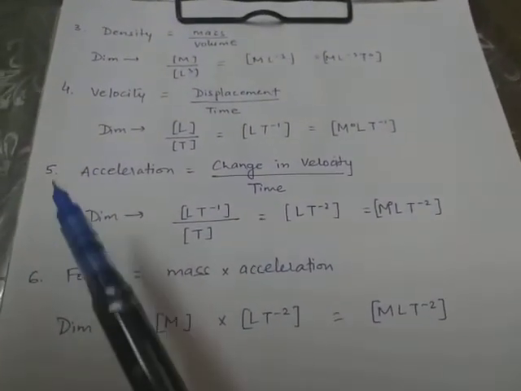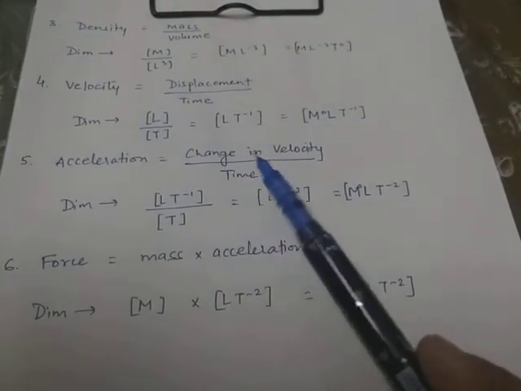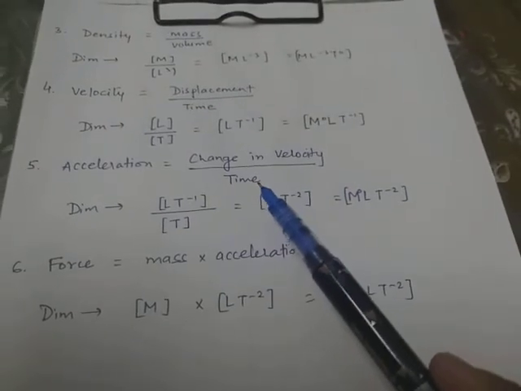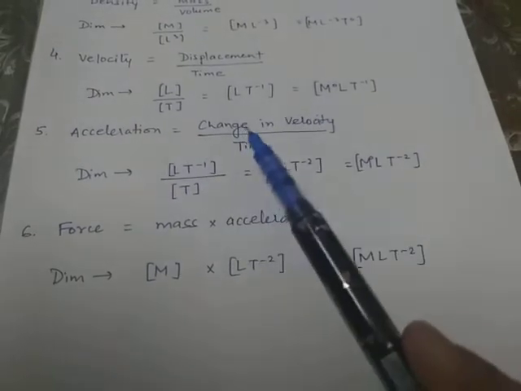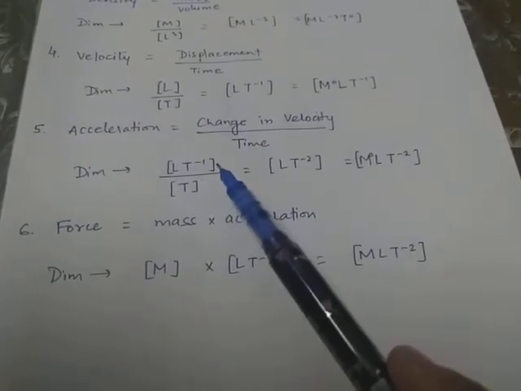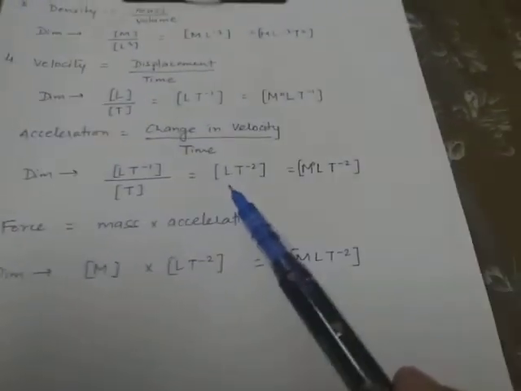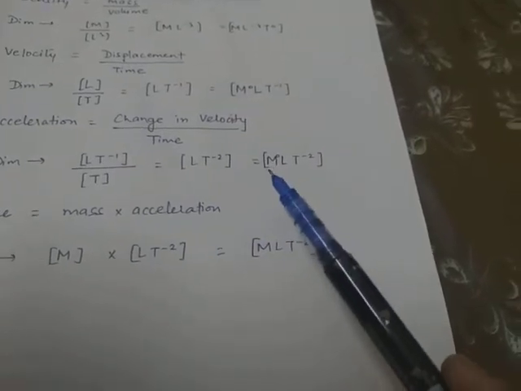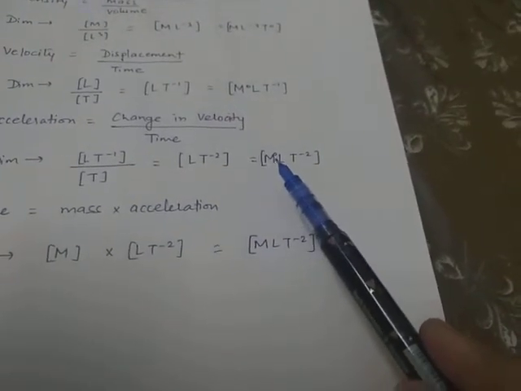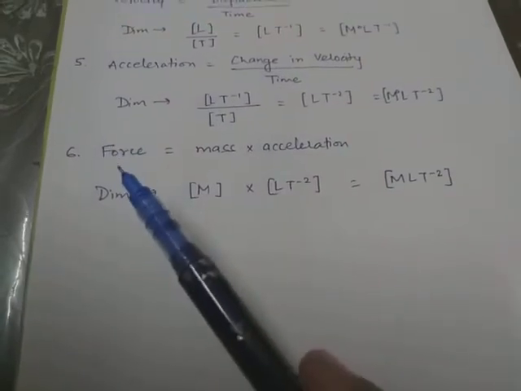Next we have acceleration. Formula of acceleration is change in velocity per unit time. So dimensions of change in velocity will be L T minus 1, and dimensions of time will be T. So it will become L T raised to power minus 2, and it can be written as M raised to power 0 L T raised to power minus 2.